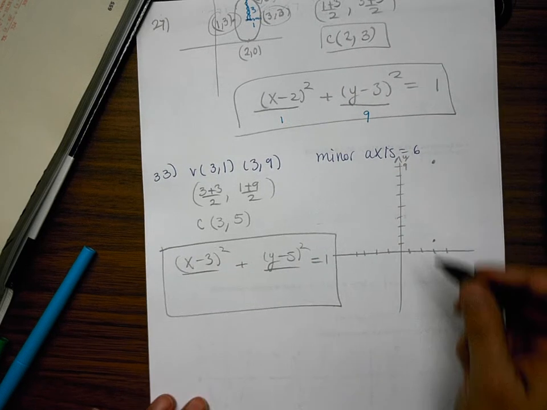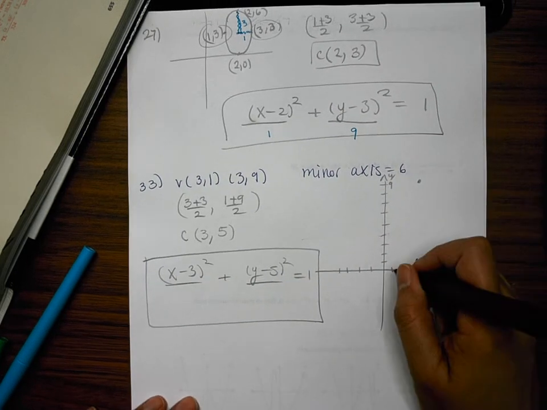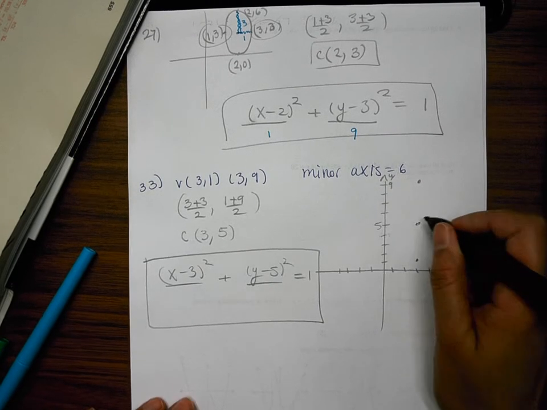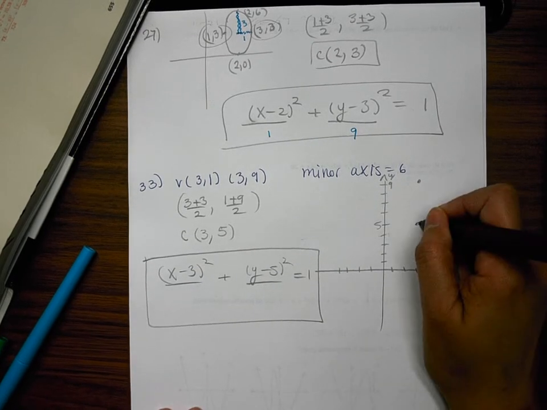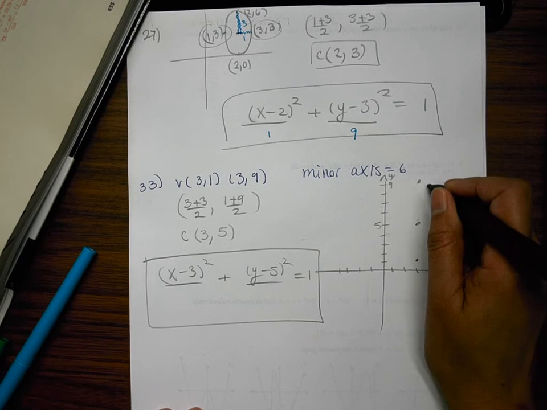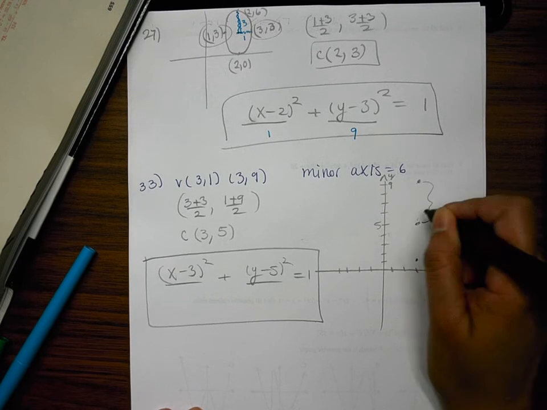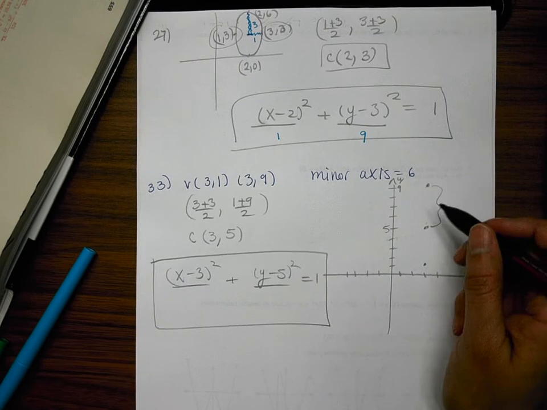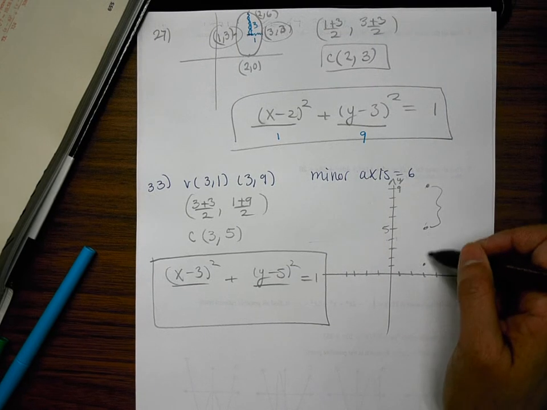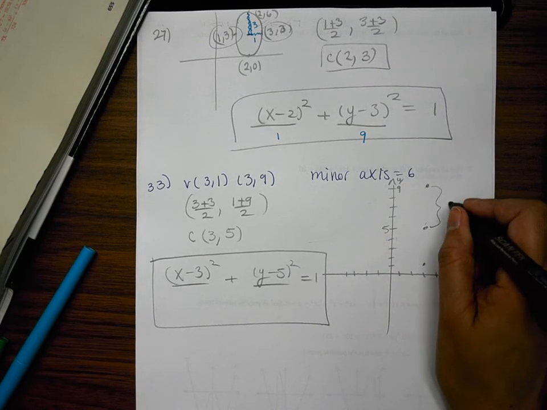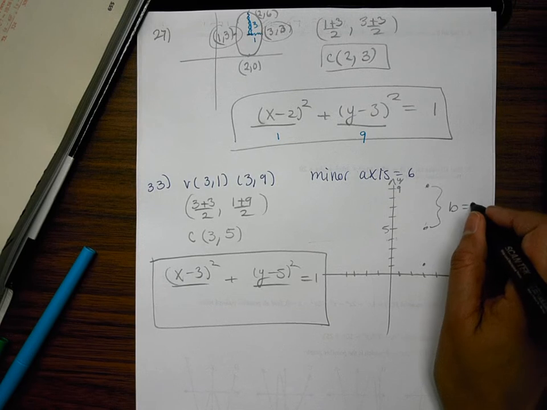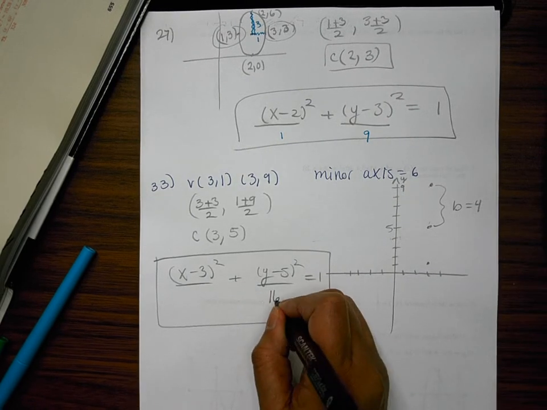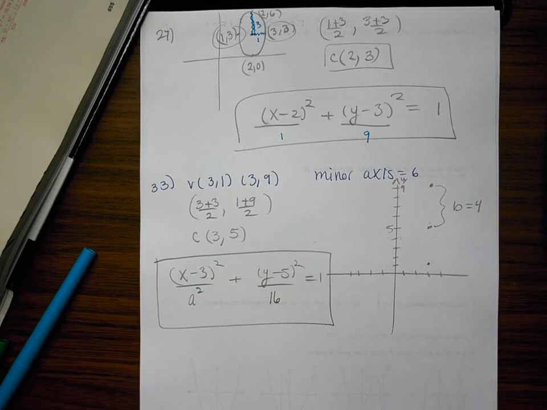All right, (3, 5). That's my center. From the center to either endpoint of my vertices is my b value, because it's up and down, and that's y. And 5 to 9 or 5 to 1 is going to be a b value of 4. So here is going to be a 16. So a squared is what I'm looking for.